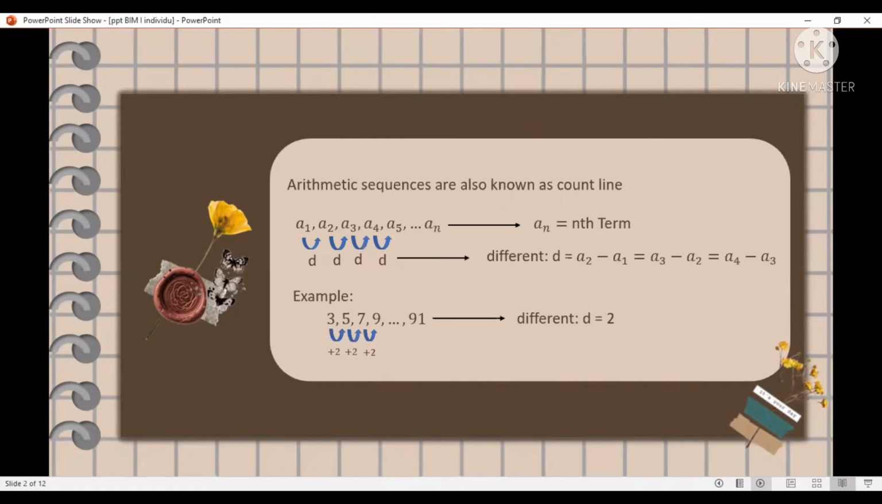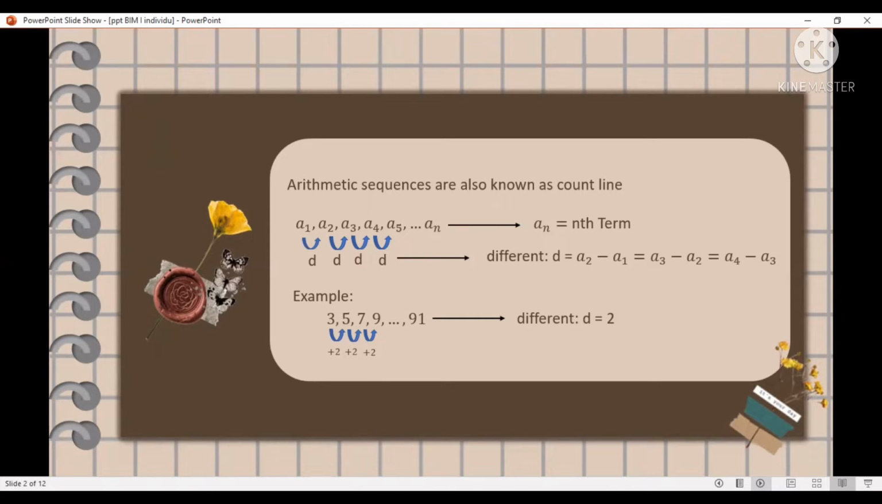Then the difference between the first term and the second term and so on is denoted by D, or the difference in the sequence, which can be found using the formula D equals A2 minus A1, or A3 minus A2, or A4 minus A3. The following is an example of an arithmetic sequence.